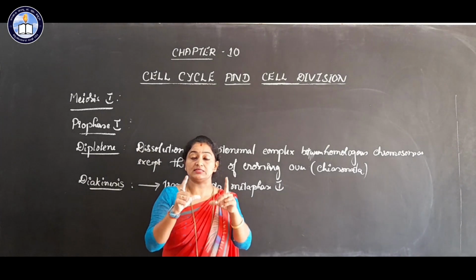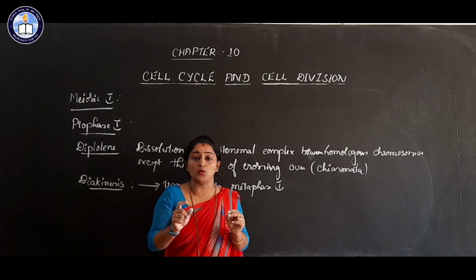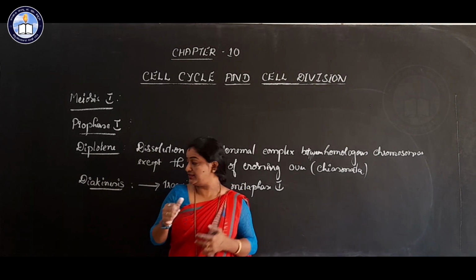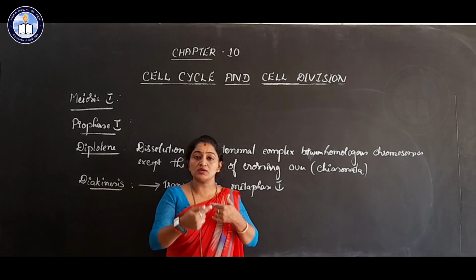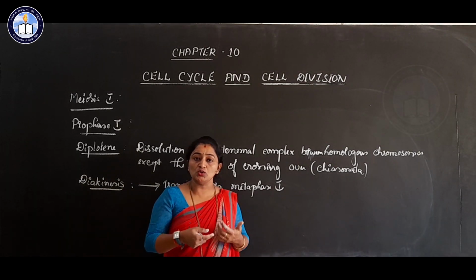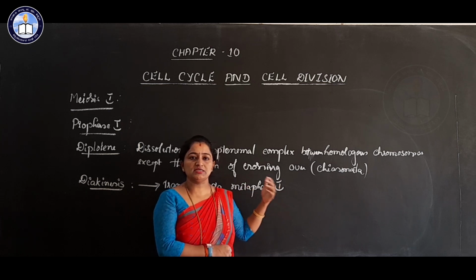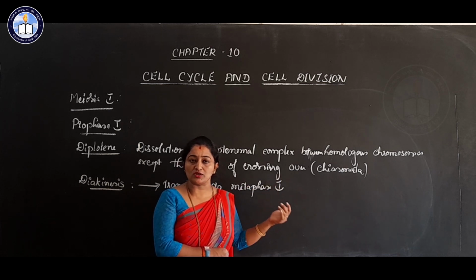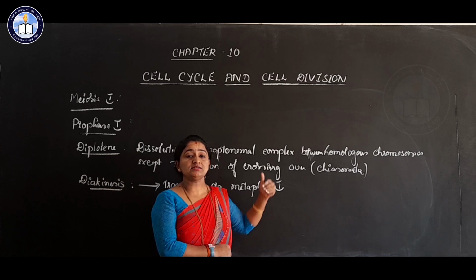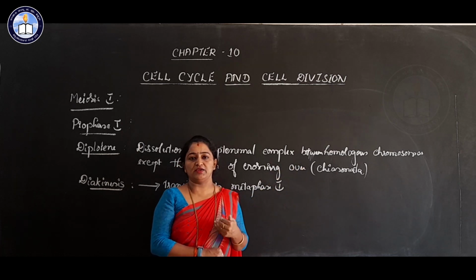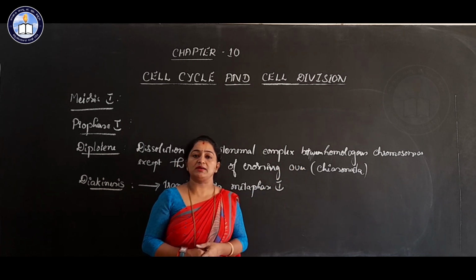Now the terminalization of that crossing over at that particular point, that is diakinesis, nuclear envelope, nucleolus, all those organelles start to disappear. Disintegration of nuclear envelope takes place, and that is the transition towards metaphase. Next, we'll study about the metaphase first.